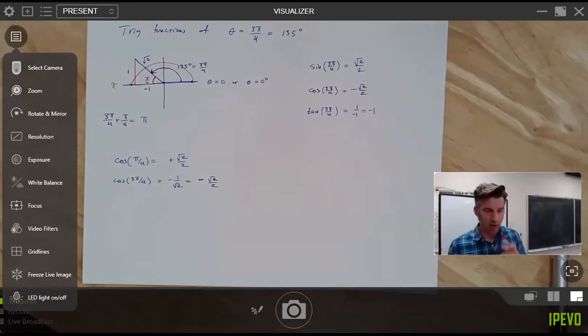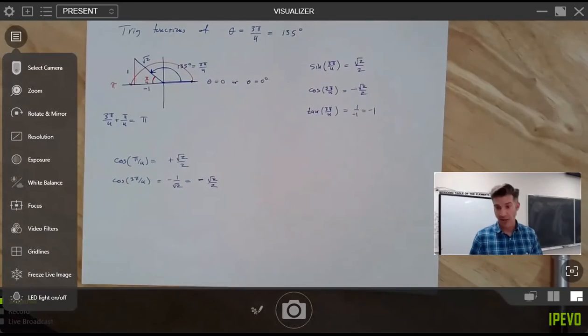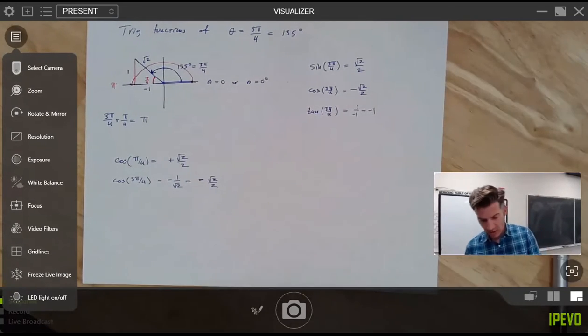So it really just depends on what quadrant your angle terminates in. That's going to determine the sign of your trig functions, sine, cosine, etc. So let's look at another example. Let's do that one.